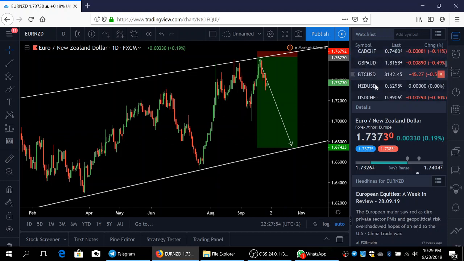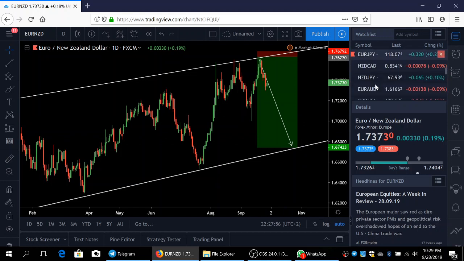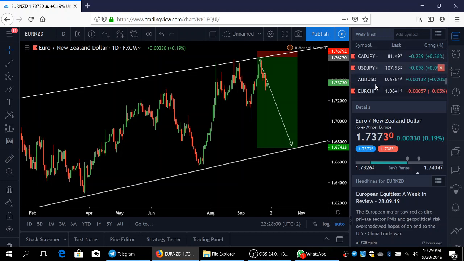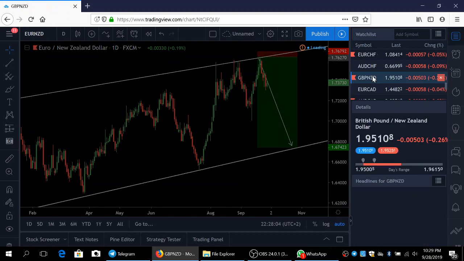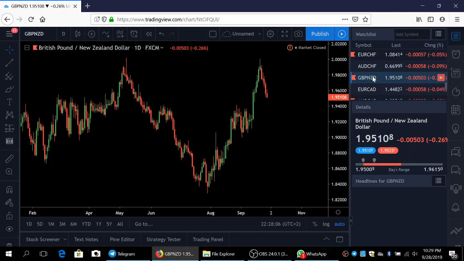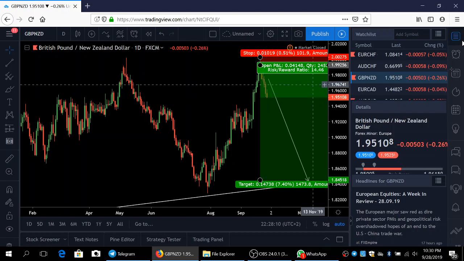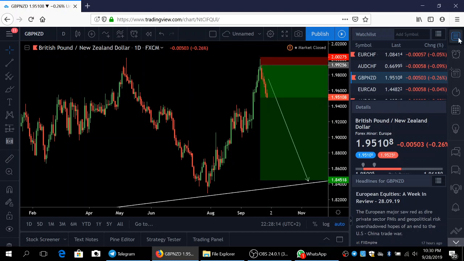The next trade we took was GBPNZD. This one turned out beautifully. We are in beautiful profits and we have strong bearish momentum. As you can see, no drawback, no nothing, no green candle in sight.